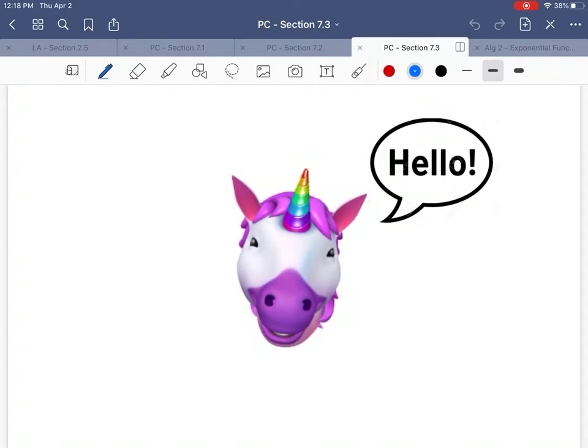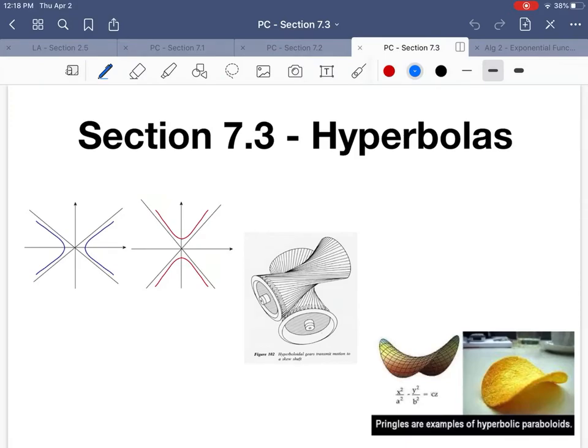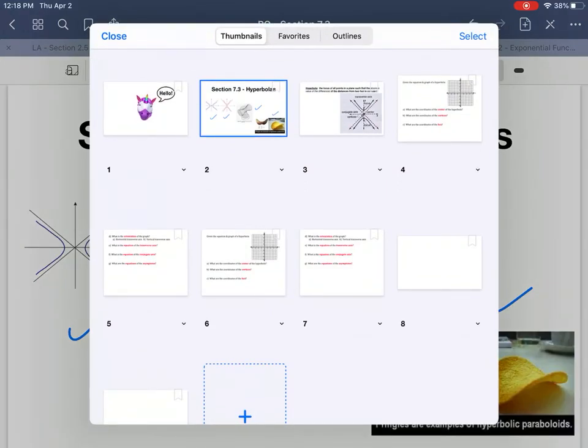Now, you may or may not have heard of hyperbolas, but this is what they look like. These are your basic ones over here, and these are just some application type pictures that have to do with hyperbolas.